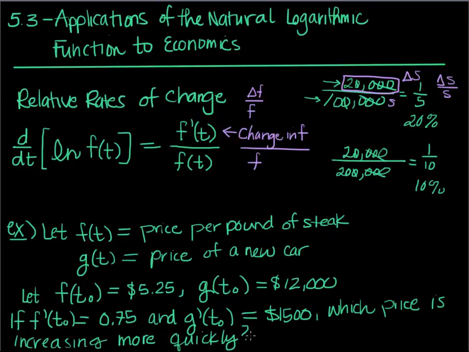Because we've got to think about this. We're dealing with steaks and cars, two very, very different things. So if you look at this, you could be like, well, Sarah, clearly $1,500 is more than 75 cents. And I would say you are absolutely right. But when we're dealing with steaks versus new cars, we have to see, is the impact of 75 cents bigger for $5.25, or is $1,500 a bigger impact when we're dealing with $12,000? So it's this idea of, again, a relative rate of change relative to whatever we are dealing with.